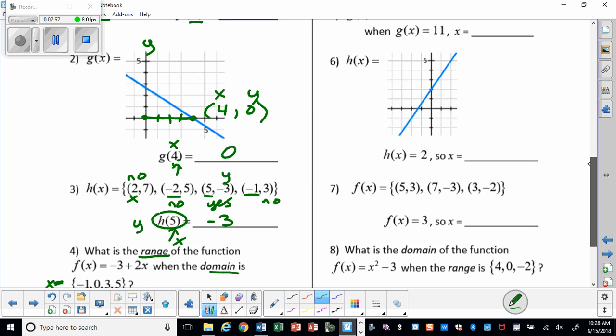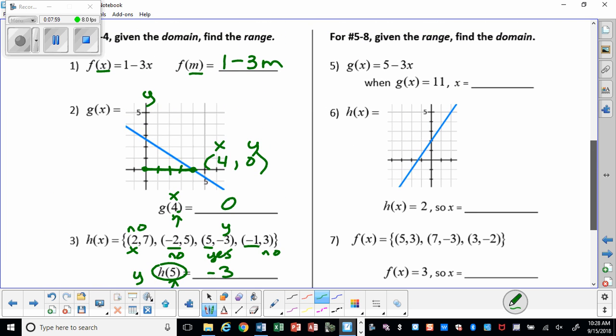Alright, and then number 5. Okay, number 5, now we're given the range. All right, and we're supposed to find the domain. So we're trying to figure out what x is. So you always substitute, all right? Substitute what you're given. If I'm given the range, I substitute for the range. So g of x is 11.